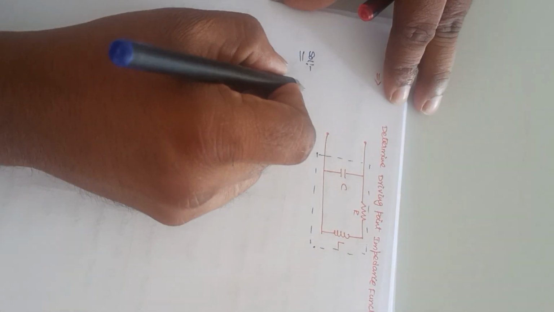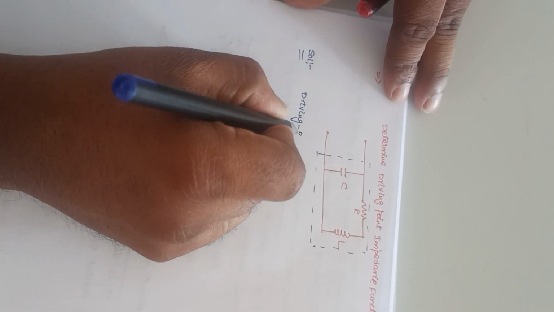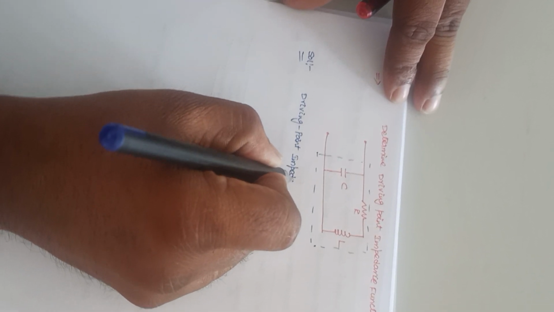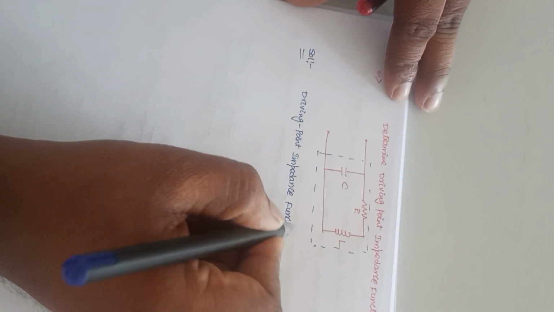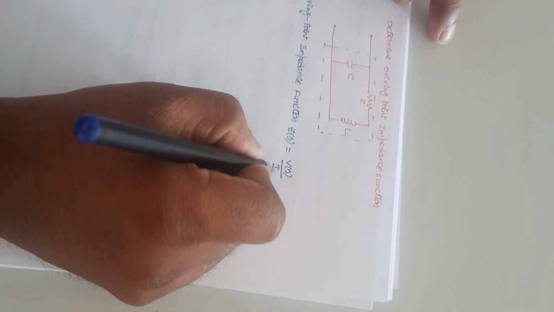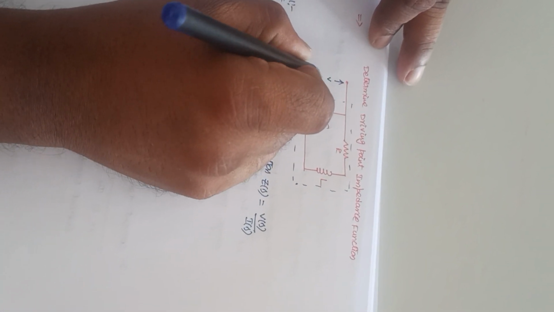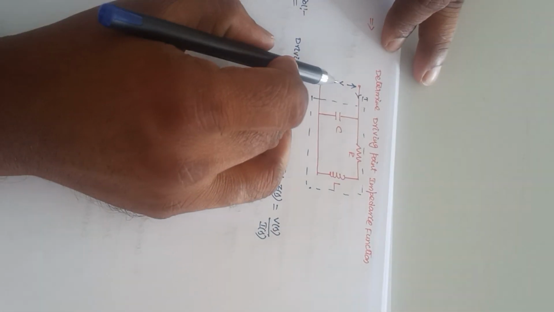The driving point impedance function Z of S is equal to V of S by I of S. So this is the voltage, this V, and this is the current, this is I. So this V and I are not given in the problem.